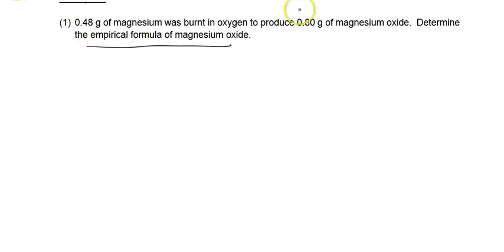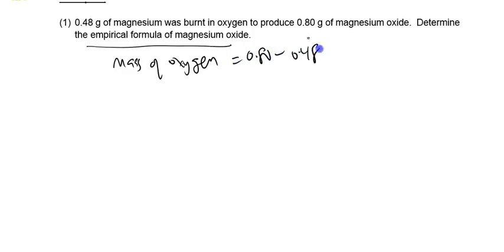So where did the extra mass come from? If you look at the question, it says that magnesium was burned in oxygen, which means the extra mass in 0.80 must have come from the oxygen. So what is the mass of oxygen that was incorporated into magnesium oxide? It is simply 0.80 minus the magnesium that was used. And this gives us a value of 0.32 grams. So once we have this, we can calculate the empirical formula of magnesium oxide.